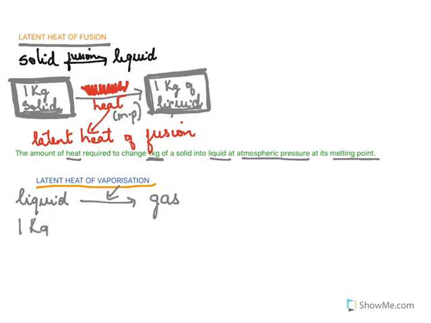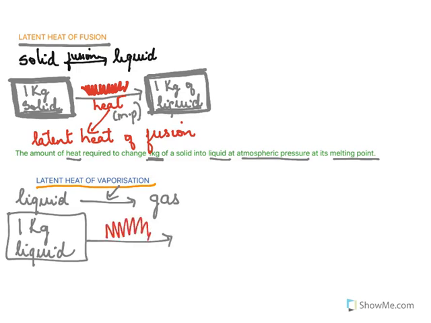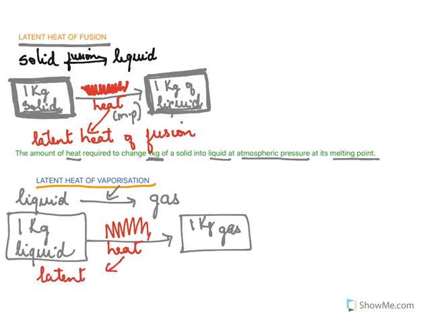We have 1 kg of liquid and we vaporize it, means we heat it up. And we change it. It will then change to 1 kg of a gas. Now this heat that is needed is called latent heat of vaporization.